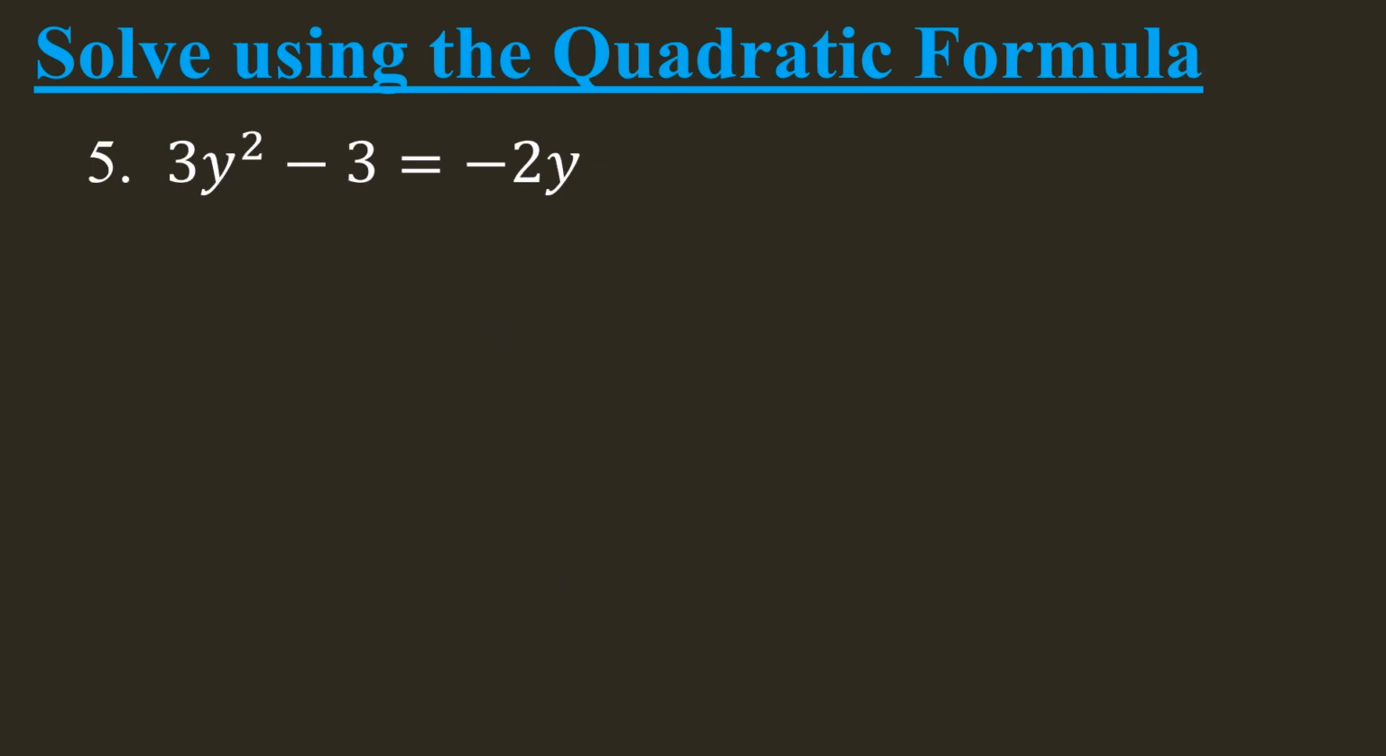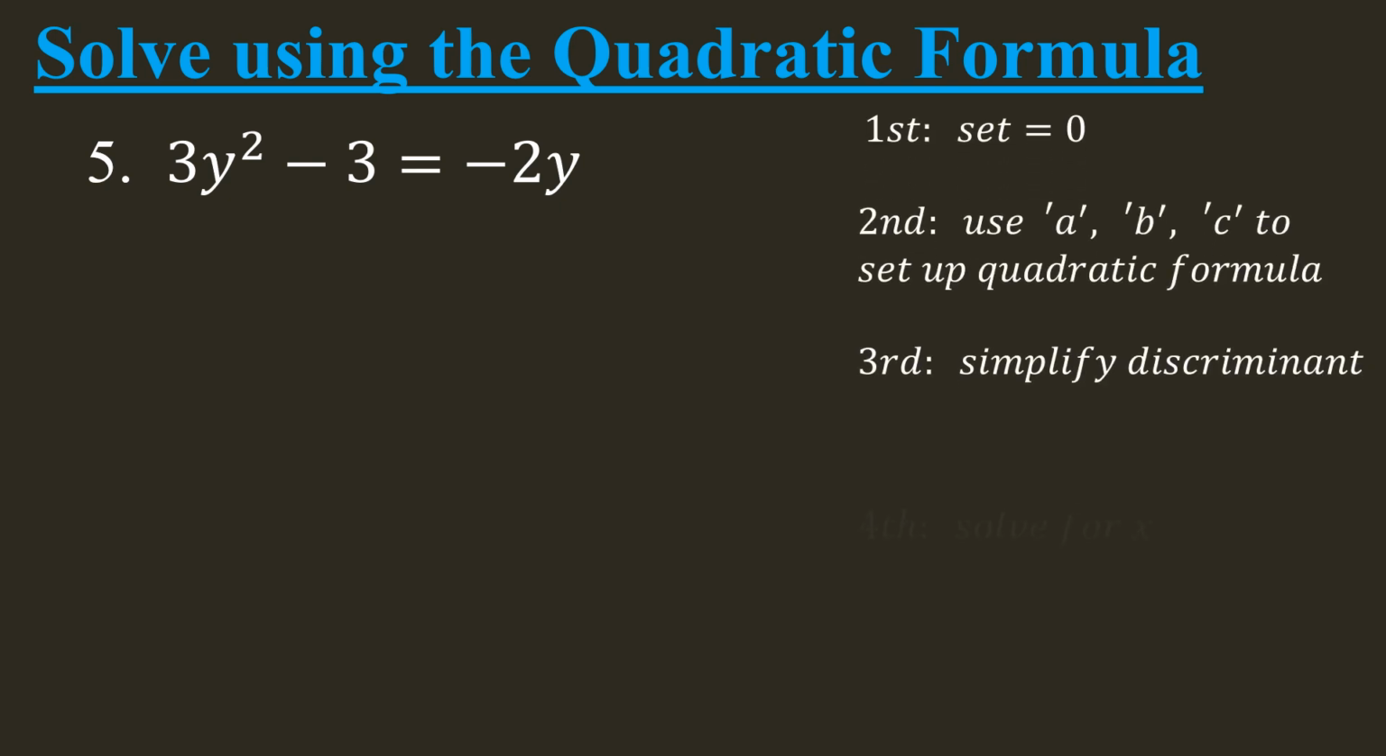All right, continue on. Number 5, 3y squared minus 3 equals negative 2y. Don't worry about the variable being different. We're just showing you can use different variables. We're still going to be solving for the place where the graph would cross the x-axis. We want to set it equal to 0, use a, b, and c to set up our quadratic formula, simplify the discriminant, and then simplify further to solve for x.